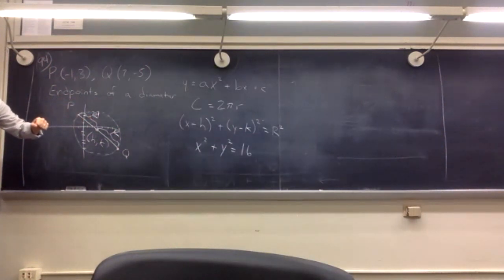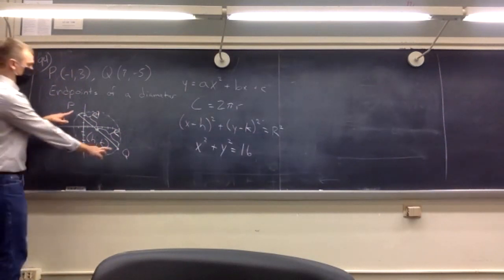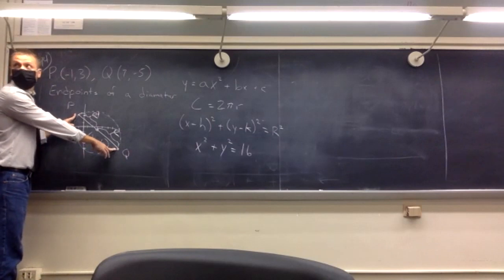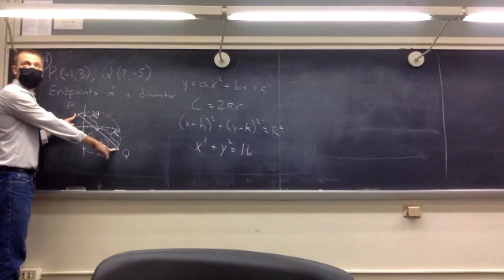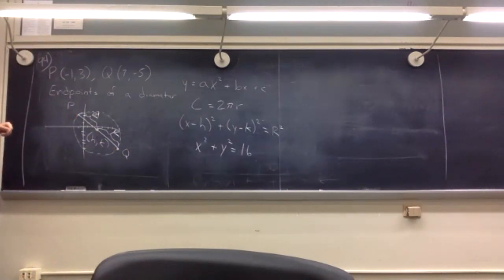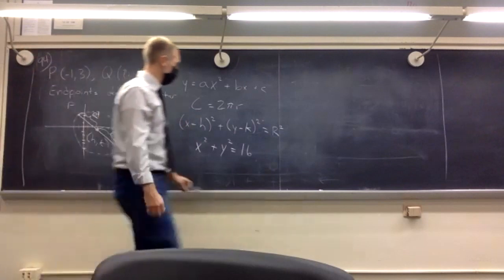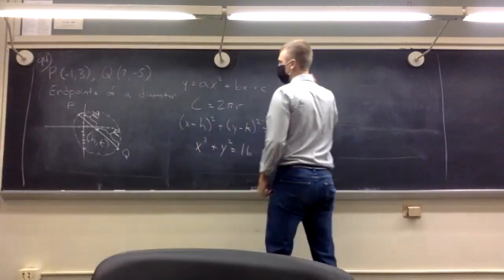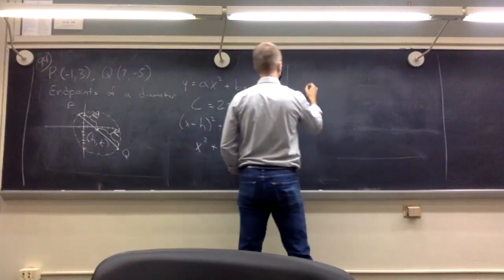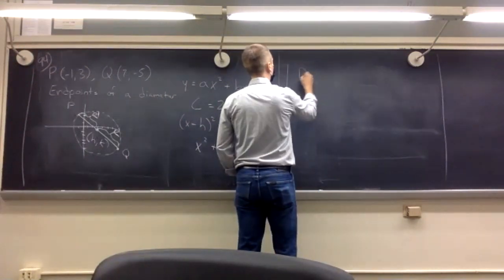So, to start, we need to find that center. How do we find that point? We find the diameter. If we can find this length, how do you find it? The distance formula. Yeah, the Euclidean distance formula. We'll use this formula to find the length of that diameter.